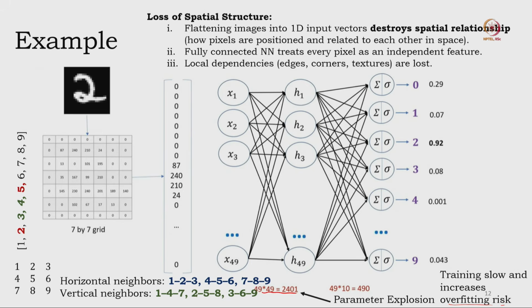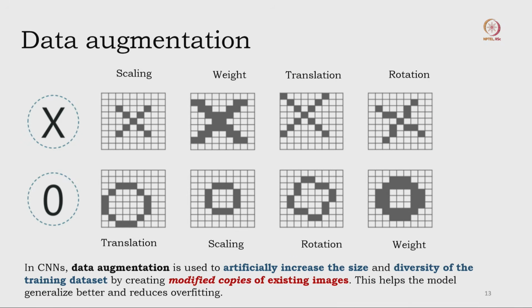So, if that is the case, what is the solution for this? The solution is that we introduce a concept called convolutional neural network. We will see that in a while. Before that, let us get into the last topic for this particular session, called data augmentation. What exactly is data augmentation? Why is it so important when we are dealing with images?